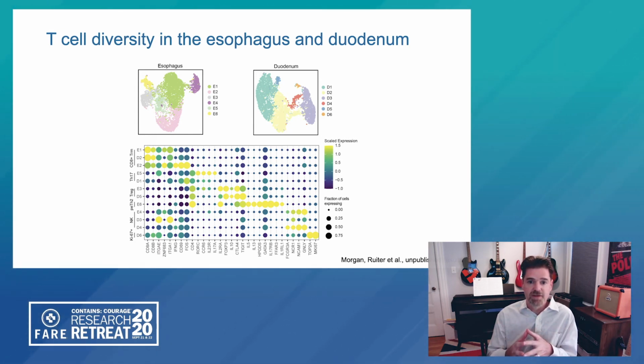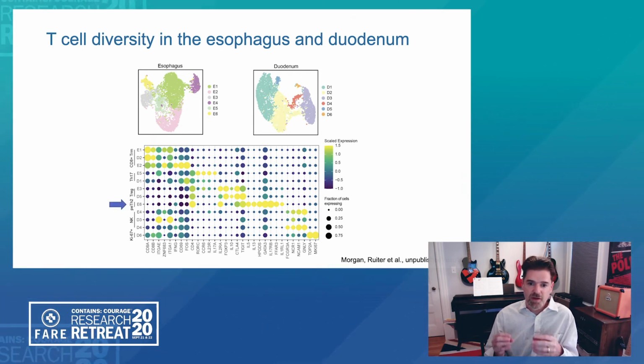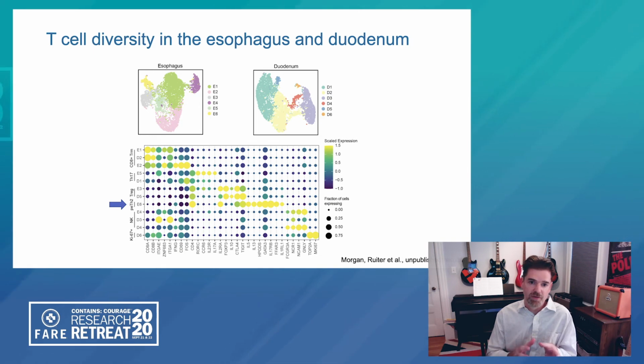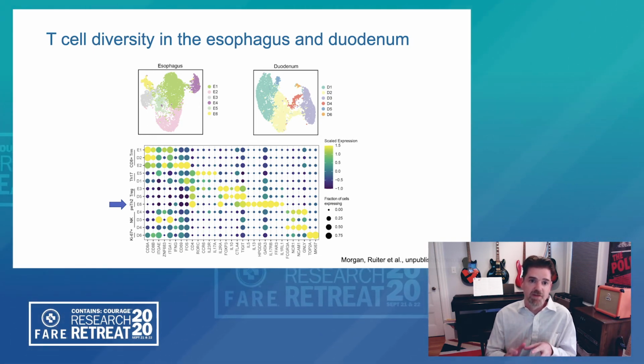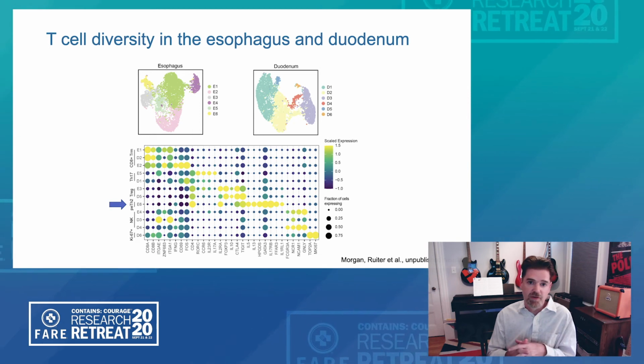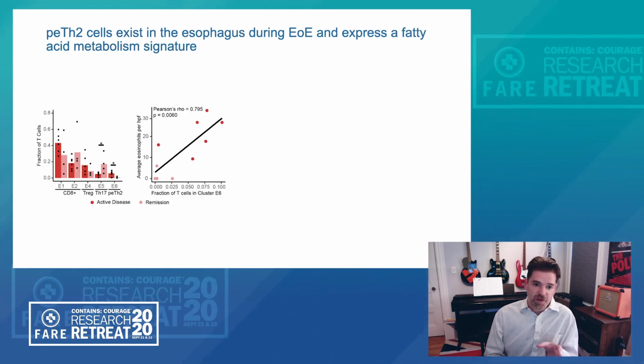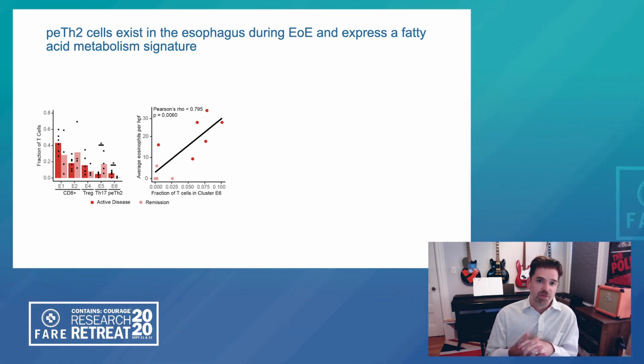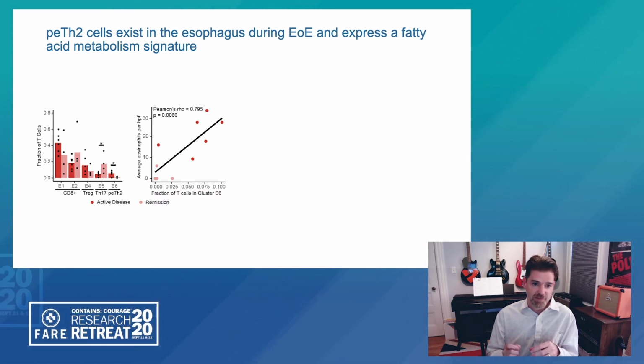Similarly, there's Th17 cells in both compartments as well as Tregs, but there is this particular subset that expresses a number of genes that have been reported and associated with the pathogenic effector Th2 population. And this population is only present in the esophagus. It's the yellow population in the top left of the esophagus UMAP. So this particular population is present in the esophagus of patients with disease. And in fact, what we see is that this population is statistically associated with active disease, as shown on the left in the fraction of T cells of this population E6.